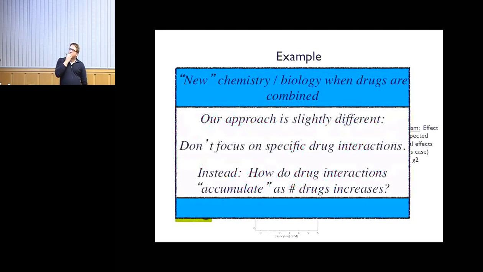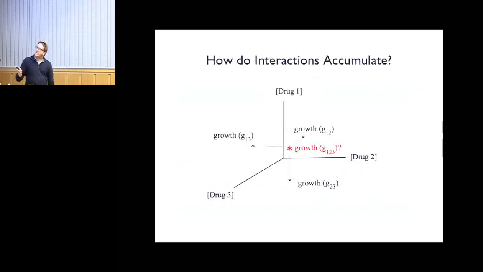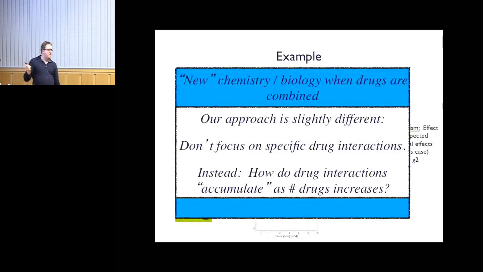When I was first looking at this problem, I thought of it a little bit like a statistical physicist might. What do you want to know? You want to know what happens when you get lots and lots of drugs, right? And you don't care about the relevance at first. You're just thinking out loud. And what we decided to do is not focus on specific drug interactions, but ask what happens as the number of interactions or the number of drugs in a combination increases. And can we see something here that might give us some underlying simplicity that's not obvious?